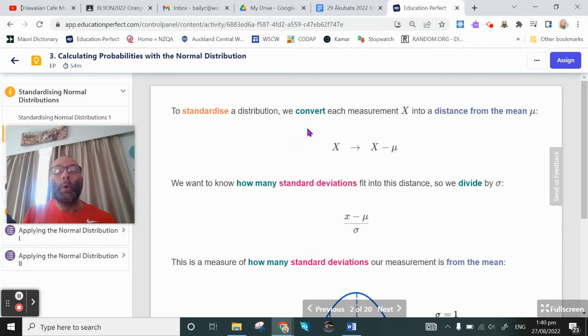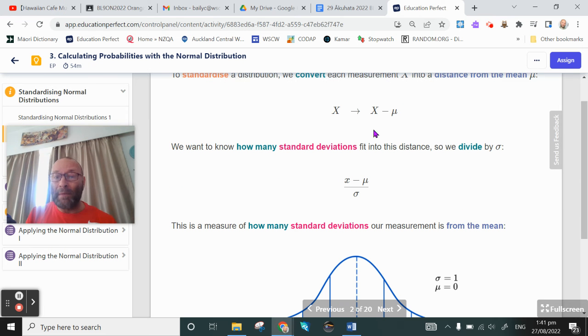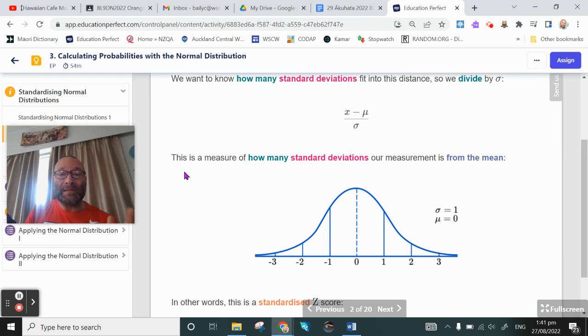Now, the way we do that, we're going to convert an x measurement into a distance from the mean, which is mu. So x is going to become x minus mu, and we want to know how many standard deviations fit into that space. So we're going to divide by sigma, which is the standard deviation. Here's what you want to remember: whatever your x value is, subtract the mean, and then divide by sigma to change it into a standard normal. In other words, this is a measure of how many standard deviations we are from the mean.